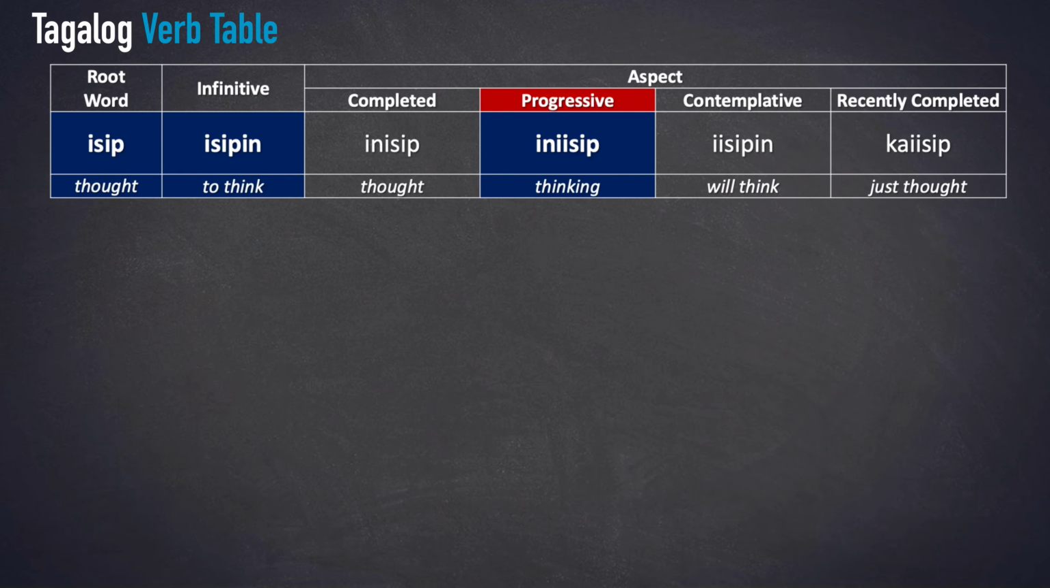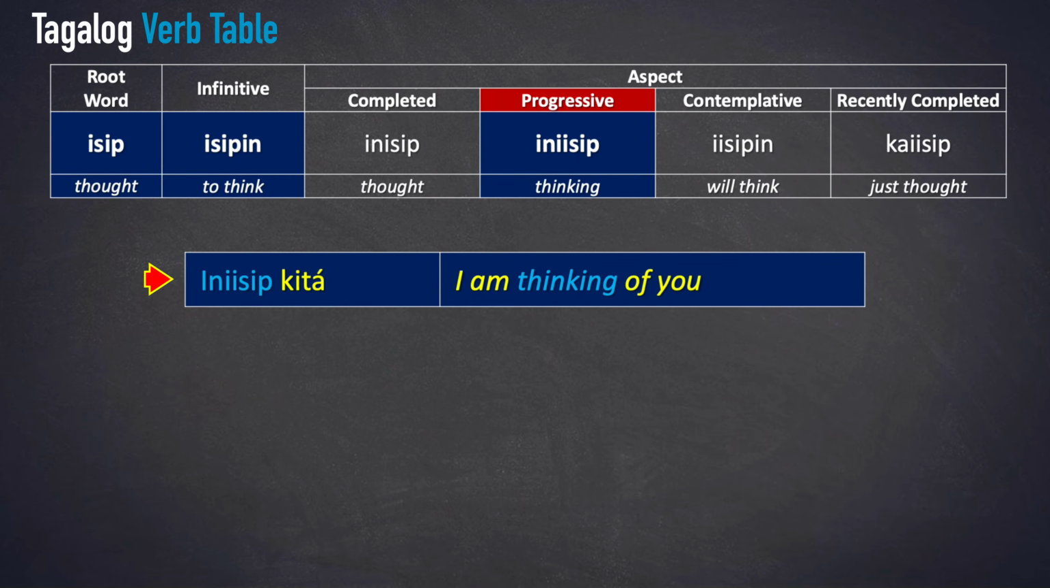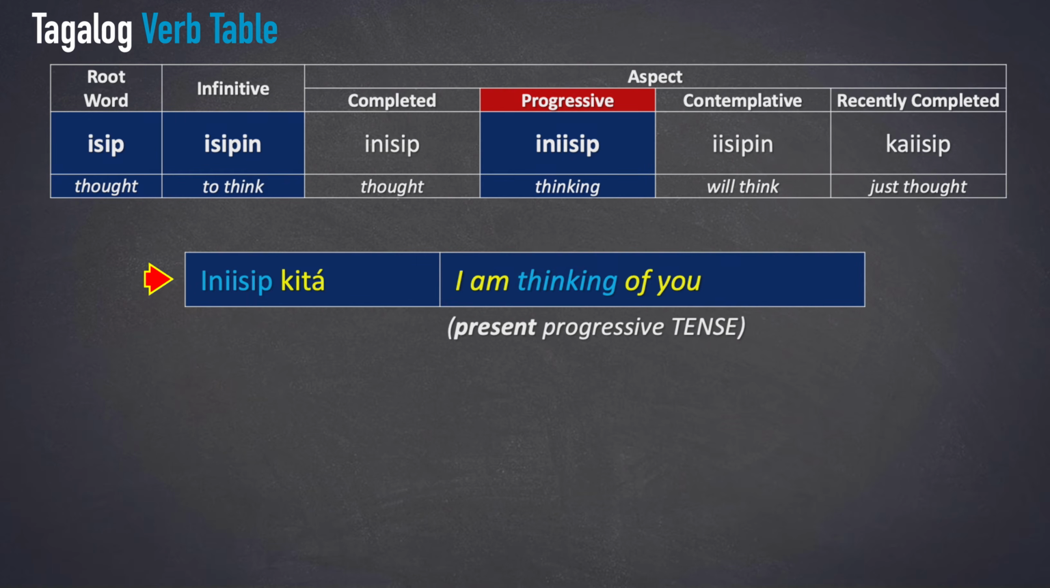Let me cite this sentence as an example. It contains the conjugated verb iniisip, thinking, from the verb isipin, to think, which is derived from the root word isip, think or thought. The sentence is iniisip kita. I am thinking of you. In the English version, it is obvious that it's in the present progressive tense.